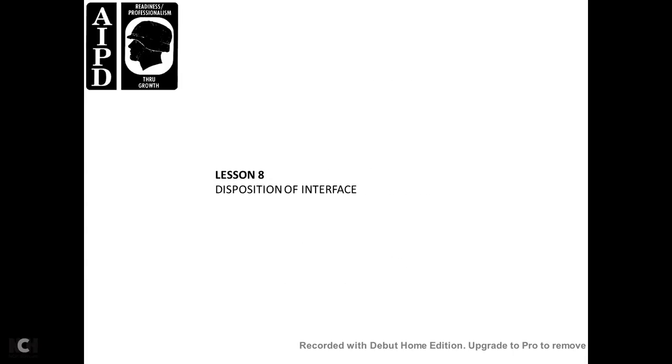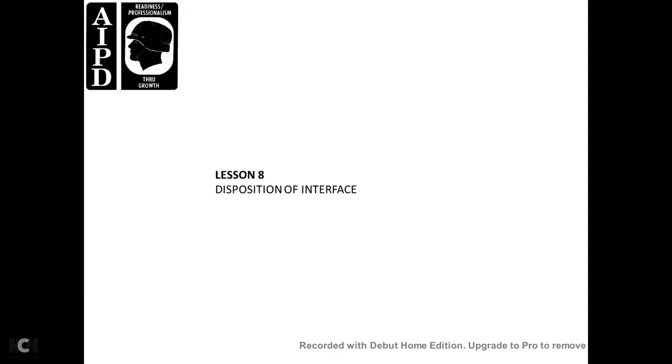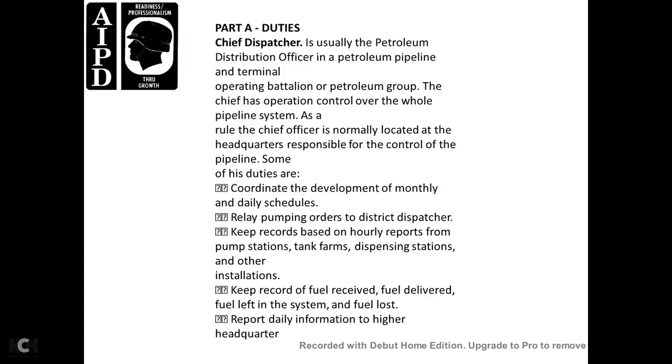Lesson 8, Disposition and Interface. Introduction. Petroleum supervisor, you must be able to determine how many thousands of barrels are in the pipeline system at any time, and in order to provide efficient distribution and use of the units, you must be able to schedule a pipeline and keep accurate records of product received and issued at bases and intermediate and head terminals.